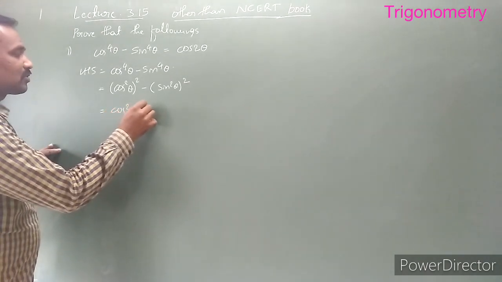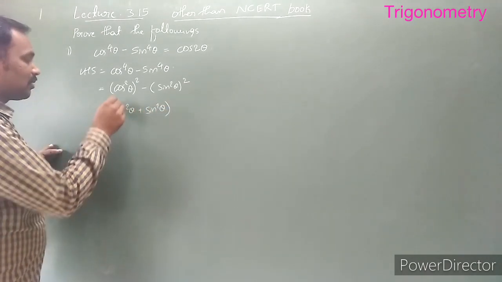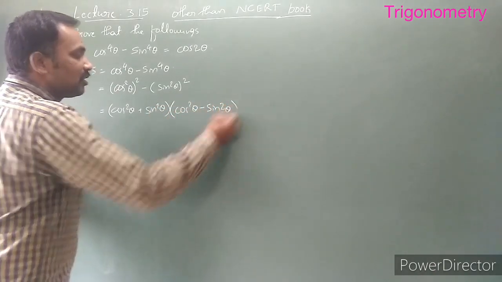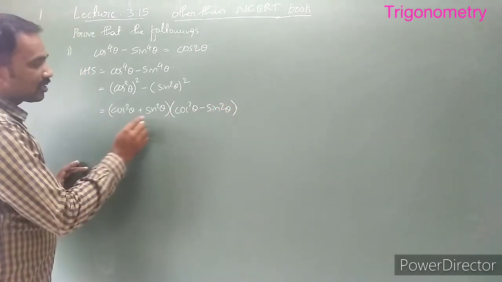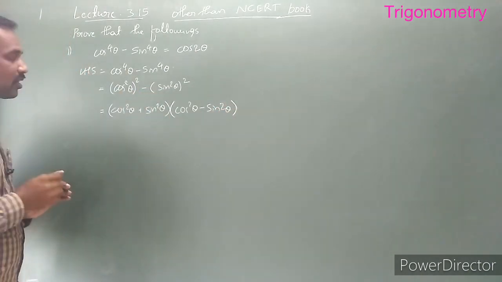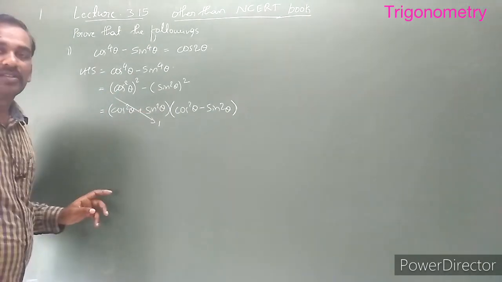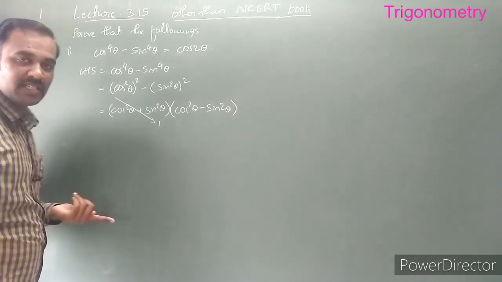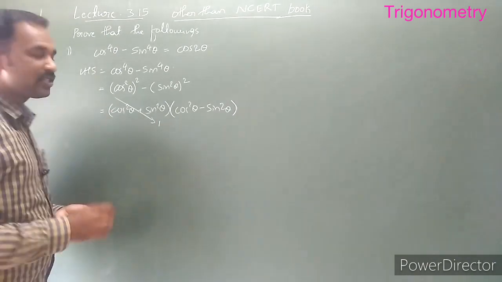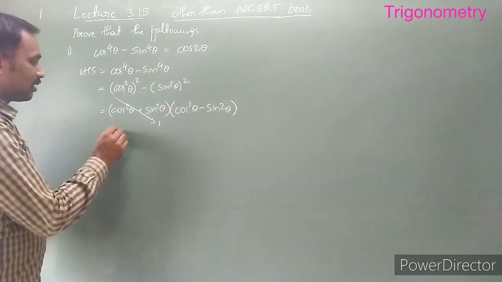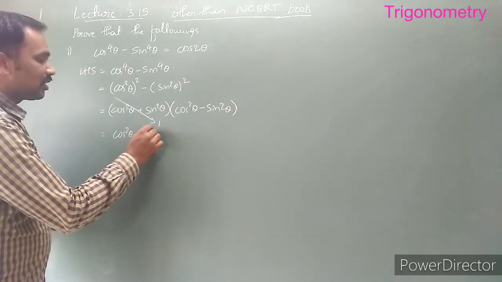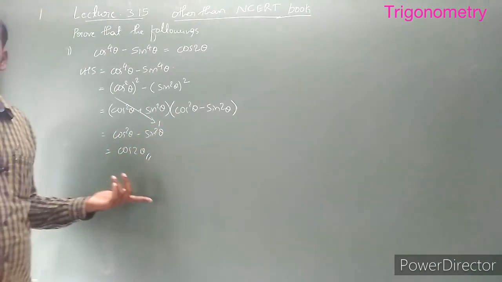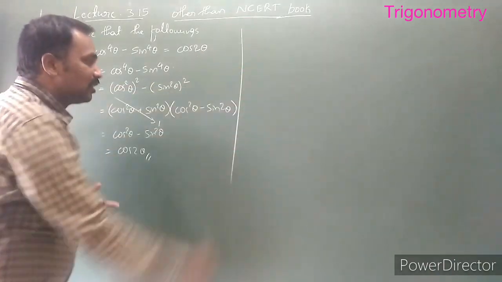First, a plus b is cos square theta plus sin square theta, and a minus b is cos square theta minus sin square theta. What is the first bracket value? It is 1 by the first trigonometric identity: cos square theta plus sin square theta is 1. What is the remaining value? Cos square theta minus sin square theta is nothing but directly the cos of 2 theta. Hence the solution. This is how we have to solve the problems.